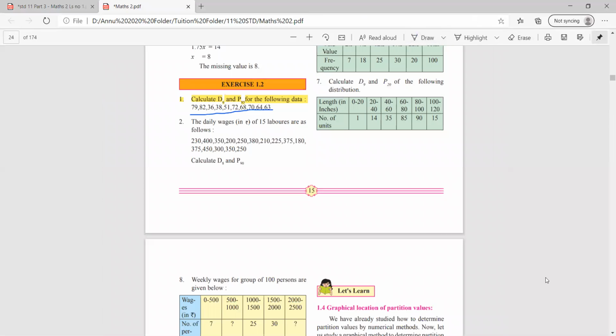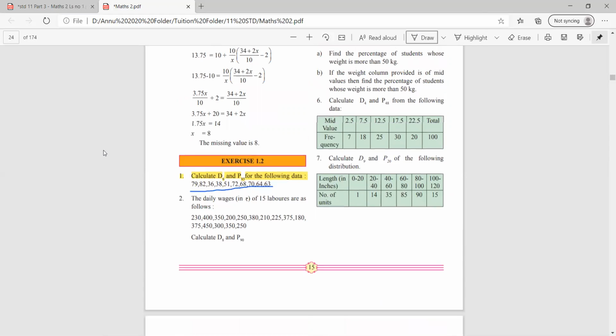I hope you all followed the sum. In the similar manner, you all can attempt and solve the second sum. The daily wages in rupees of 15 laborers are as follows. You have to calculate D8 and P90. So the very first thing is array. Again, this is raw data, so you will arrange in ascending order of importance. Then you can find D8 and P90 by putting the same formulas as I explained in the first sum.